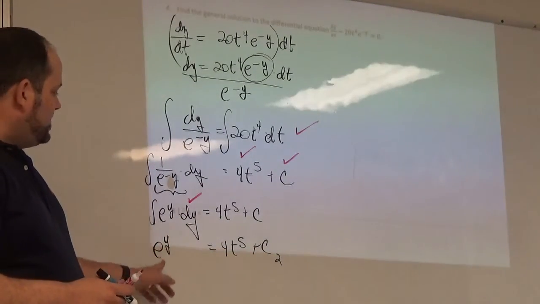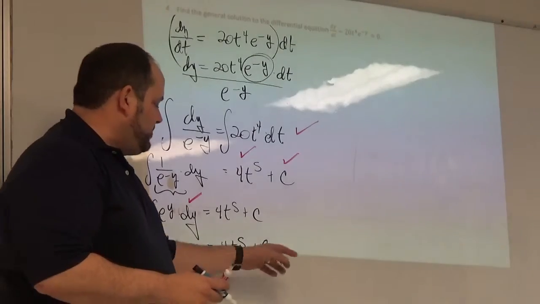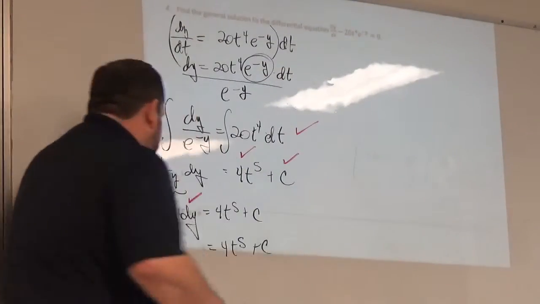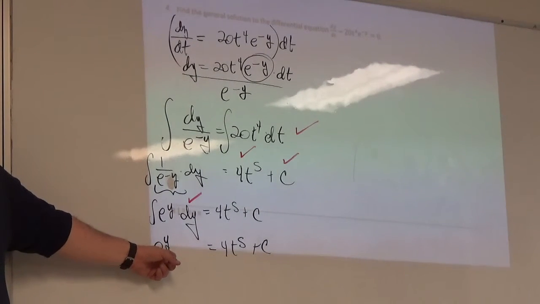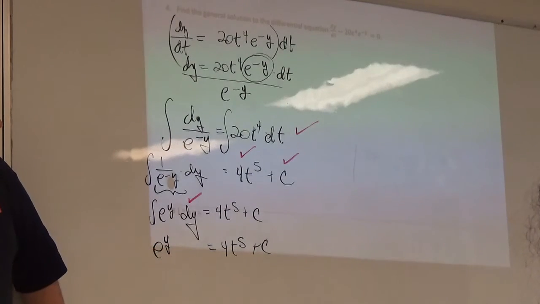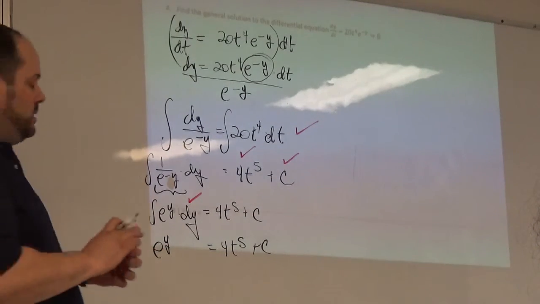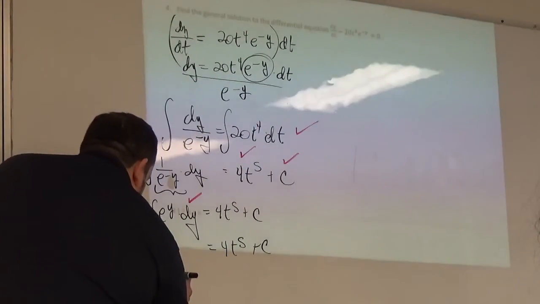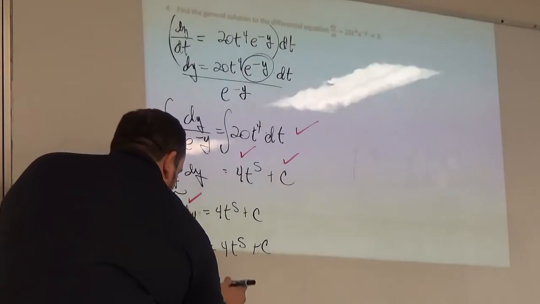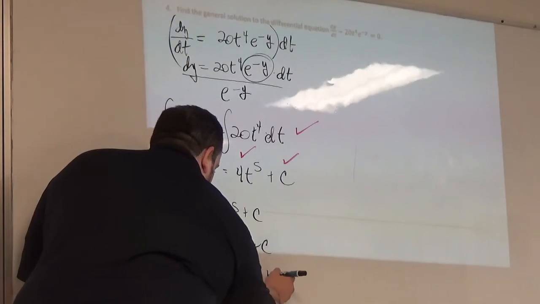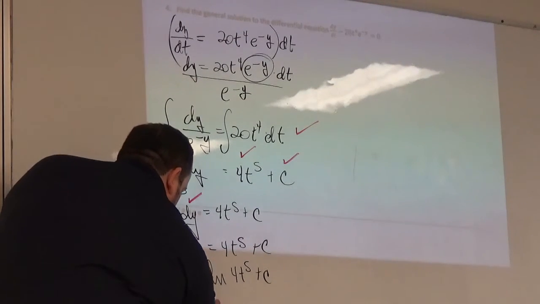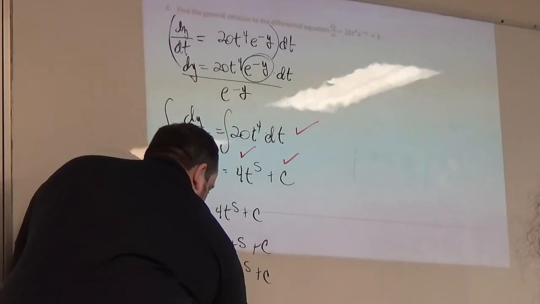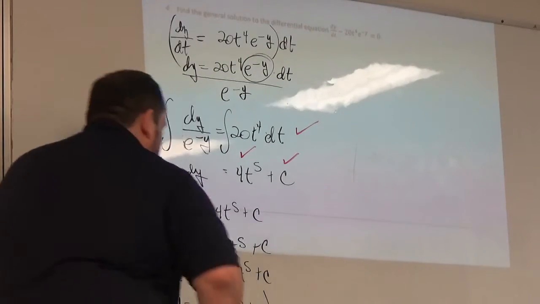Okay? So if e to the y is equal to 4t to the 5th plus some constant, and my final goal is to solve for y, I need algebra cleverness here. It's algebra, not calculus. Noemi, what's your algebra here? You take the natural log of both sides. Is that legal? Yes, absolutely. Those guys are inverses. y is the natural log of 4t to the 5th plus c.